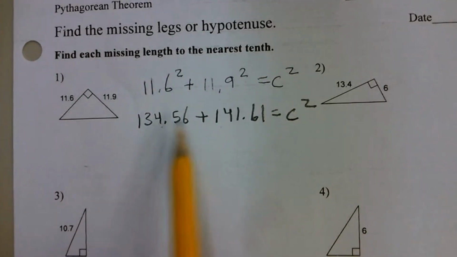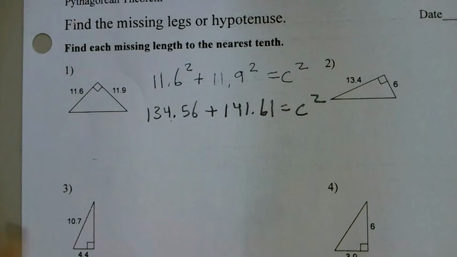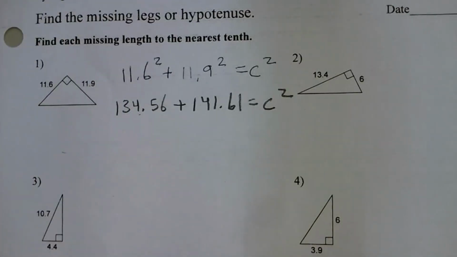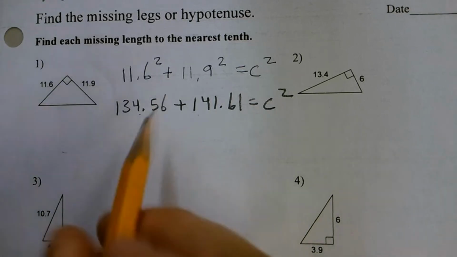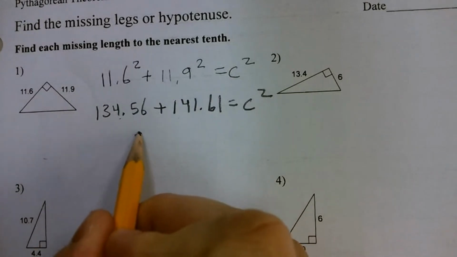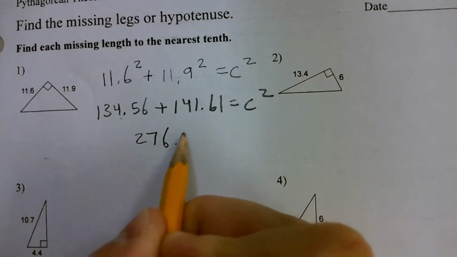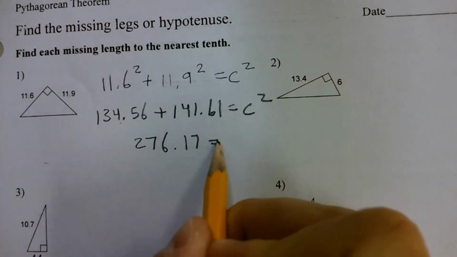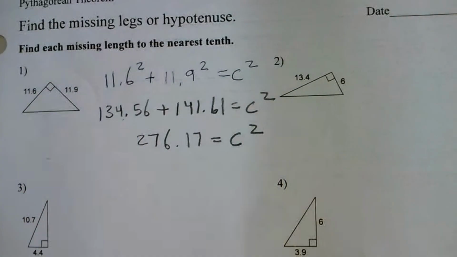So then I'm going to combine like terms. On this side I can combine these two numbers since they're just numbers. So I'm going to do 134.56 plus 141.61 equals, so I get 276.17 equals c squared.